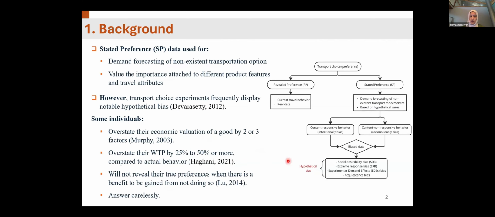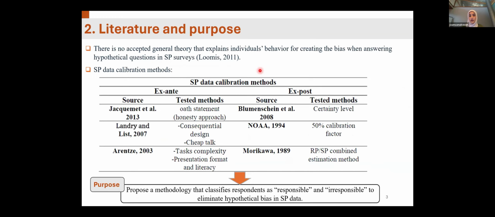So far, there is no accepted general theory that really explains why individuals behave in this way and create those types of biases. However, some research has already been done to try to calibrate the data in order to get more accurate data for estimating or forecasting the demand.